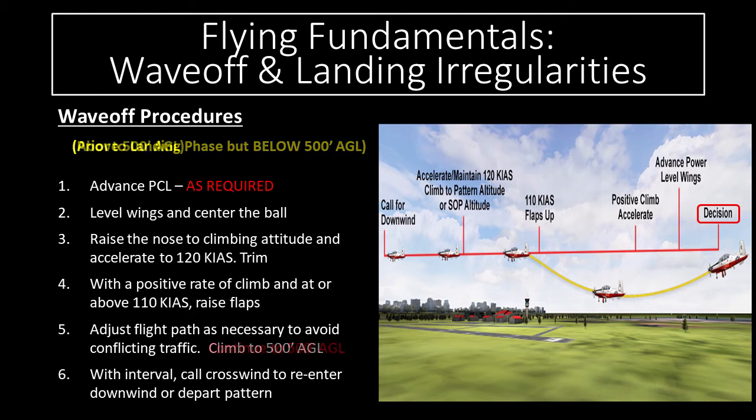Wave-offs above 500 feet AGL, similar to when departing the 180 and recognizing a conflict, proceed the same way as previous wave-offs with these changes. Again, PCL as required, but continue your descent down to 500 feet AGL. PCL as required is due to the altitude from the ground and the ability to have time to adjust power as required to stop descent. Descending to 500 feet AGL is to comply with the local directives.